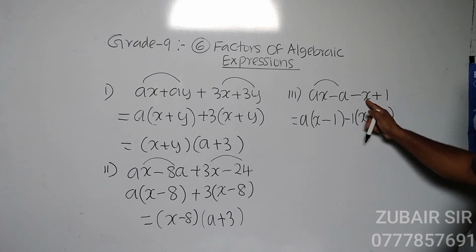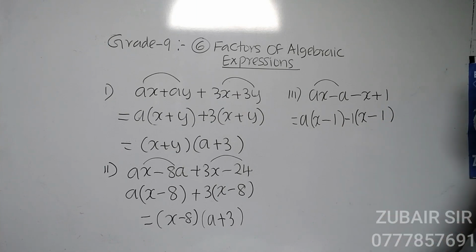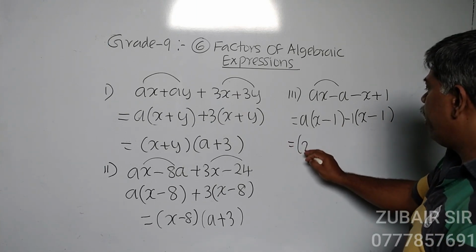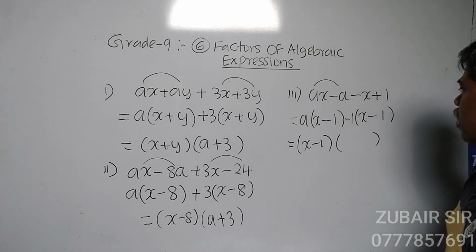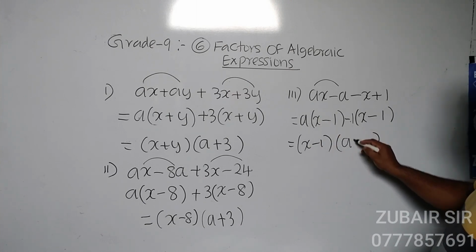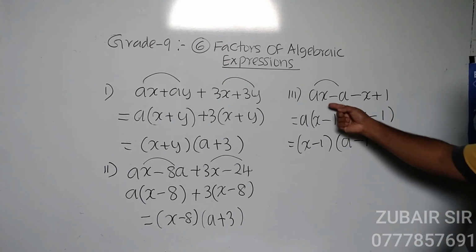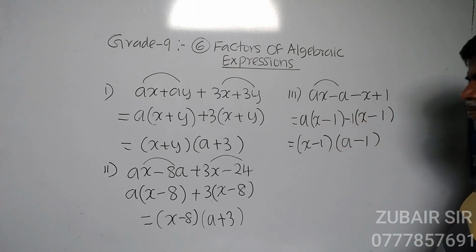So, when you divide by 1, same x. When you divide plus by minus, minus. When you divide 1 by 1, 1. Then x minus 1, x minus 1. So, you can separate x minus 1 and write the remainder into another bracket. Here one a remains, here minus 1 remains. X minus 1, a minus 1. So, here I have separated the a, here I have separated the minus 1.